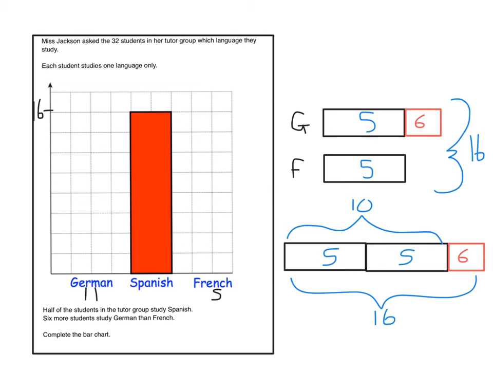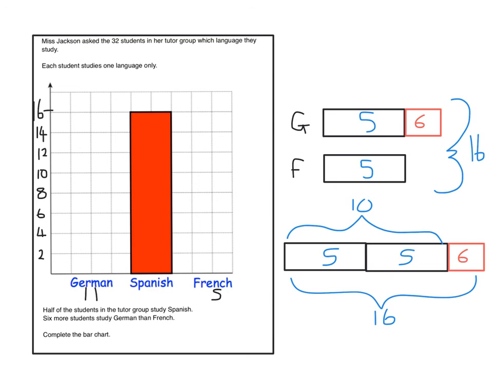So the next thing is to work out the axes. So I've got 16 here. Let's just see if it goes up in twos. 2, 4, 6, 8, 10, 12, 14, 16. Yes, it does. Let's add those on. 2, 4, 6, 8, 10, 12, 14, 16.